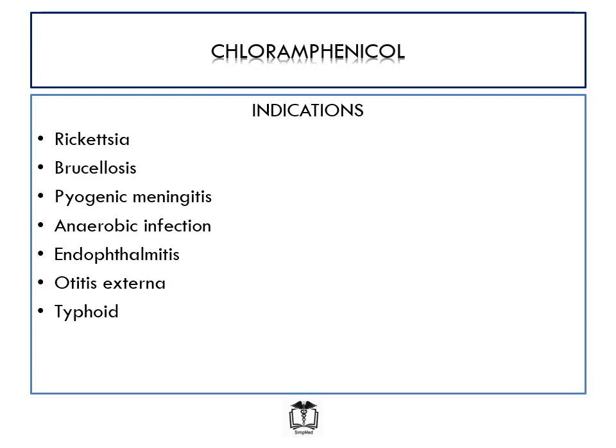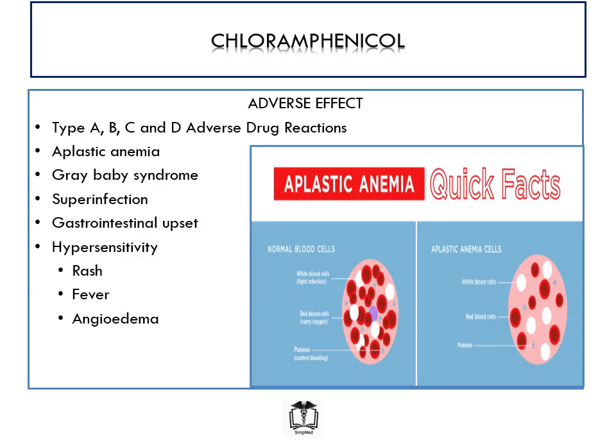What are the indications for using chloramphenicol? They include rickettsia, brucellosis, pyogenic meningitis, anaerobic infection, which I said is very key to remember, endophthalmitis, otitis externa, and then typhoid fever.